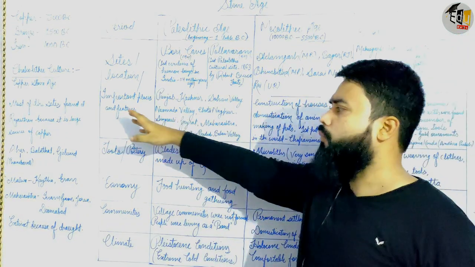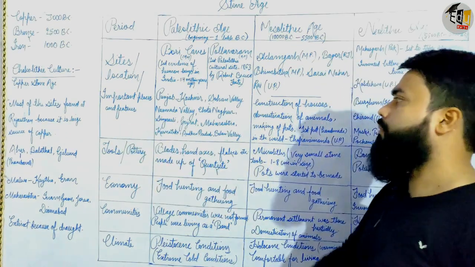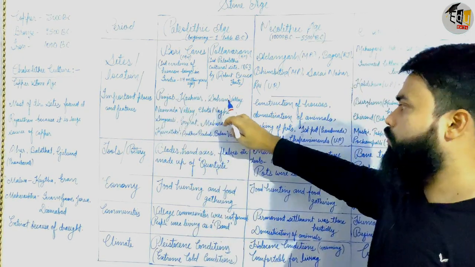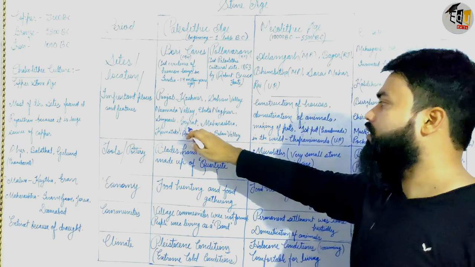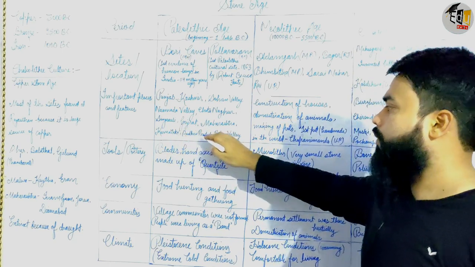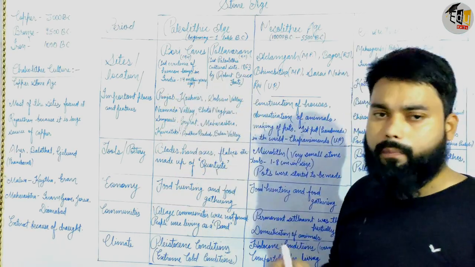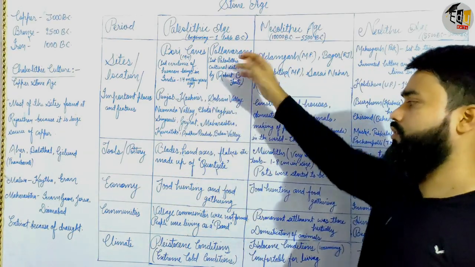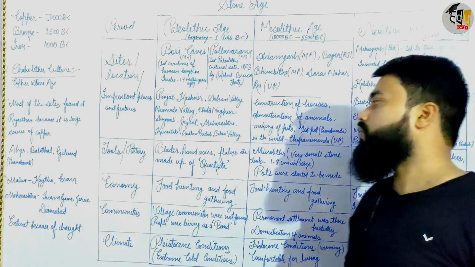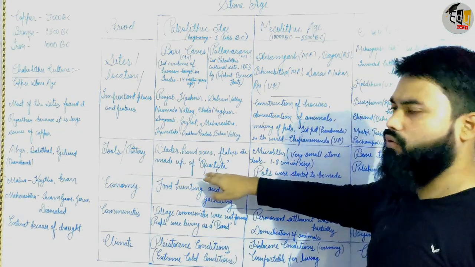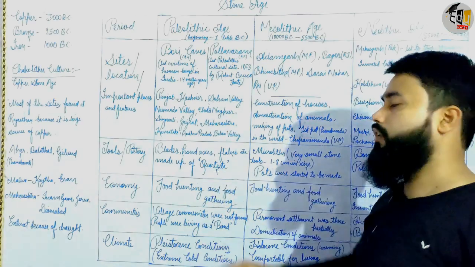However, there are other important places as well, like Punjab, Kashmir, Sohan Valley, Narmada Valley, Chota Nagpur Valley, Singrauli Valley, Gujarat, Maharashtra, Karnataka, Andhra Pradesh and Belan Valley, which are important places of the Paleolithic age. In the Paleolithic age, we find that the tools were made of quartzite. Quartzite is a kind of stone, you know very well about that.